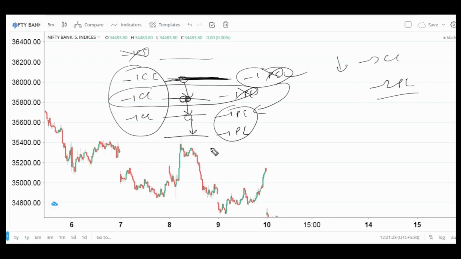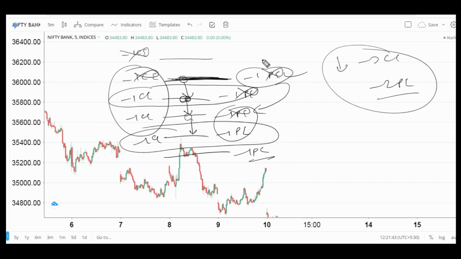Now again, if the market comes down here, we'll again exit this put, exit this call, and enter this call. So it will be an ATM straddle at any given point of time, and again one out of the money put. So in this way, if the market keeps on going up and going down, we'll have the adjustments as per this.